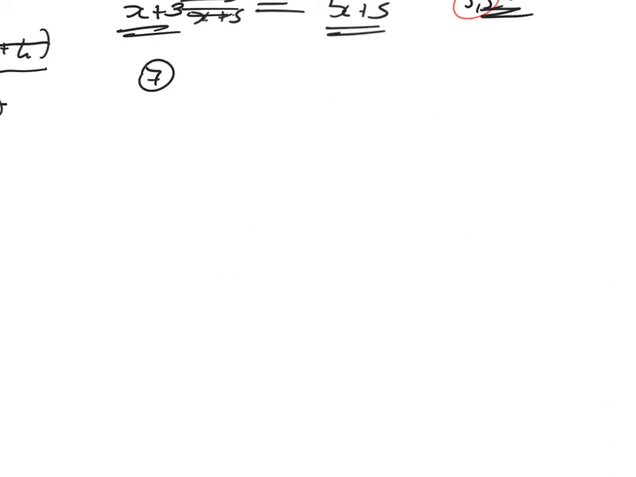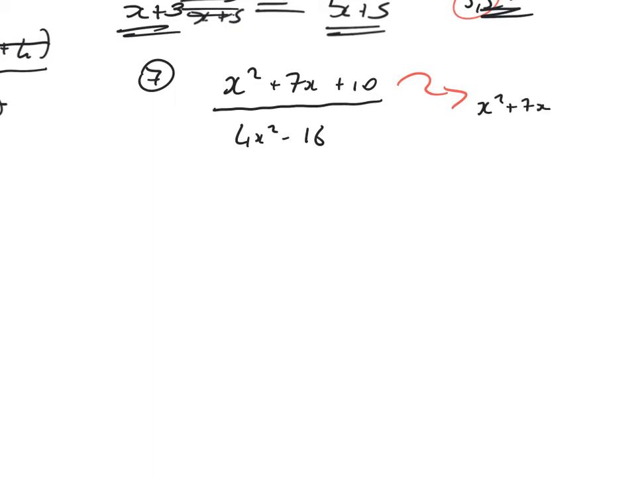Okay, example 7. x squared plus 7x plus 10 over 4x squared minus 16. Okay, so again, let's take the expression up top. x squared plus 7x plus 10, looking for two numbers that multiply to give 10 and add together to give 7. That's 5 and 2. 5 times 2 is 10. 5 plus 2 is 7.